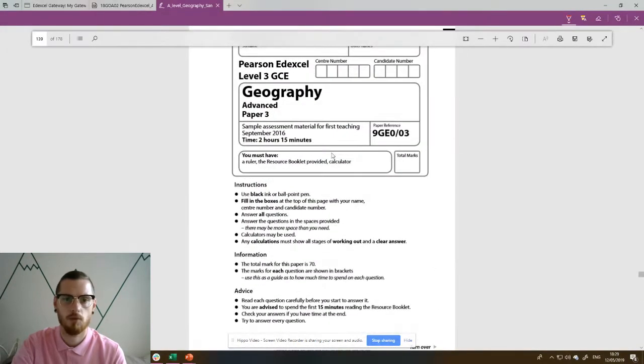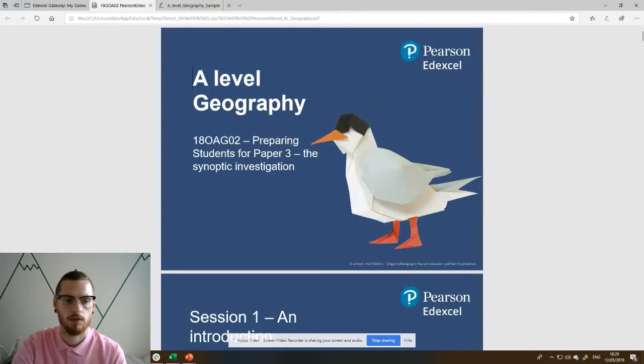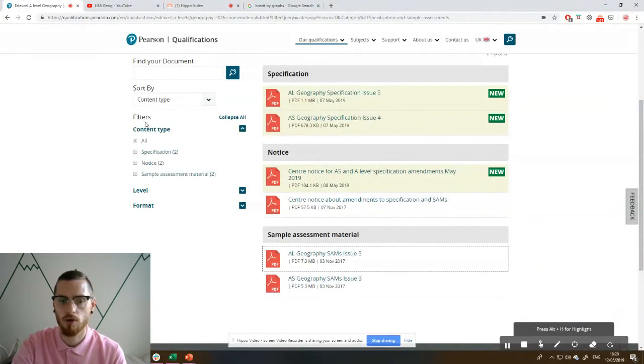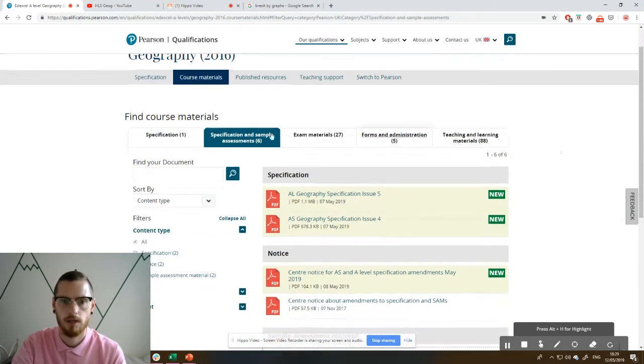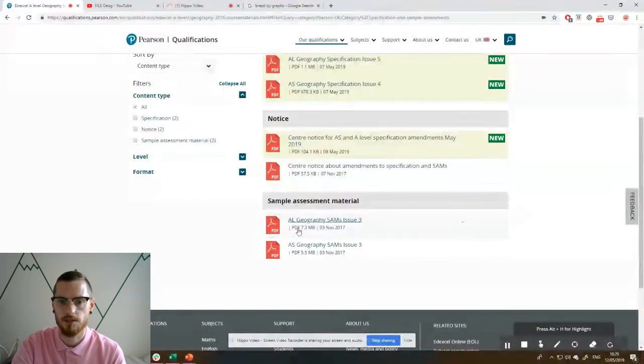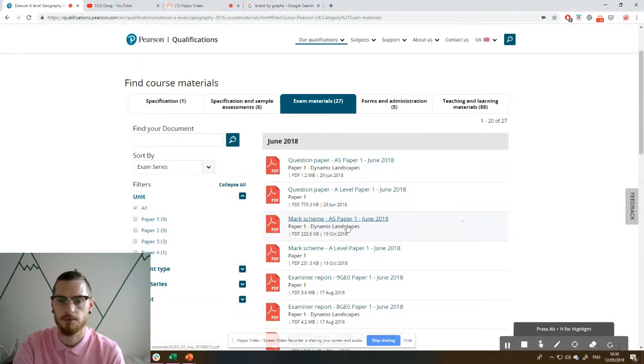If you want to access this at any time, just put in Google Edexcel A-level geography. This page will come up, and hit specification sample assessments, come down to the bottom here, and you can access the A-level geography sample assessment material, basically a mock exam with a mark scheme that you can use and look at yourselves. And if you hit exam materials, you can actually access previous exams here as well. Let's go back to the exam paper.